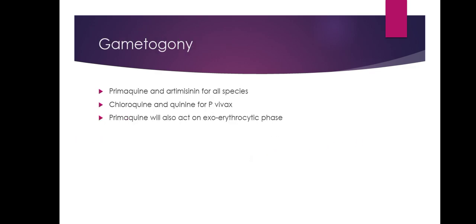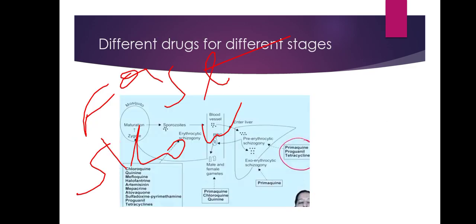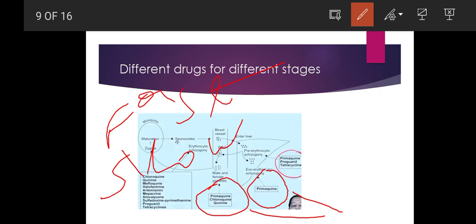Now in the gametocytic phase, we have primaquine, chloroquine, and quinine, which will act at the gametocytic phase. And in the exoerythrocytic phase, we have primaquine. Notice, primaquine acts both at the exoerythrocytic phase and the gametocytic phase.